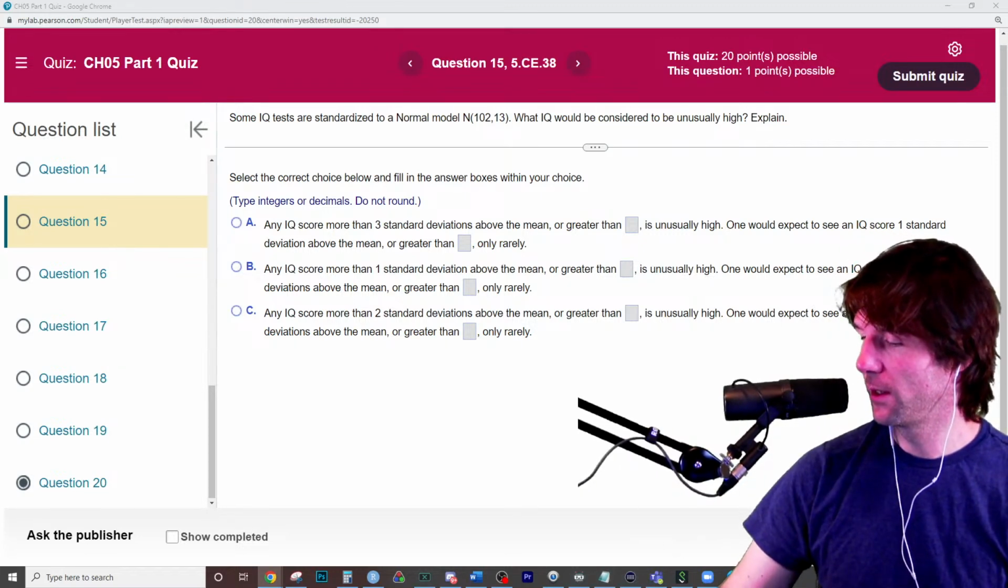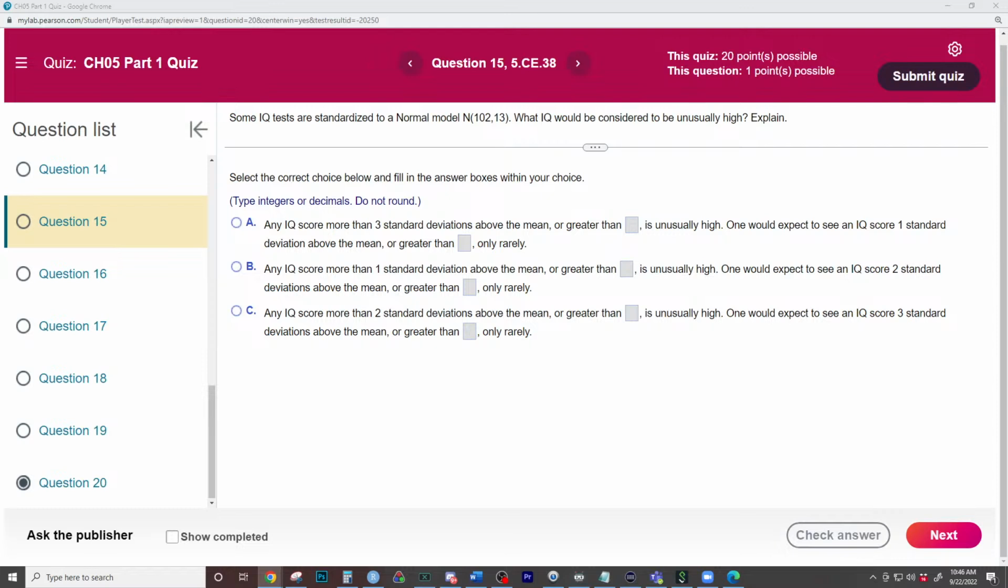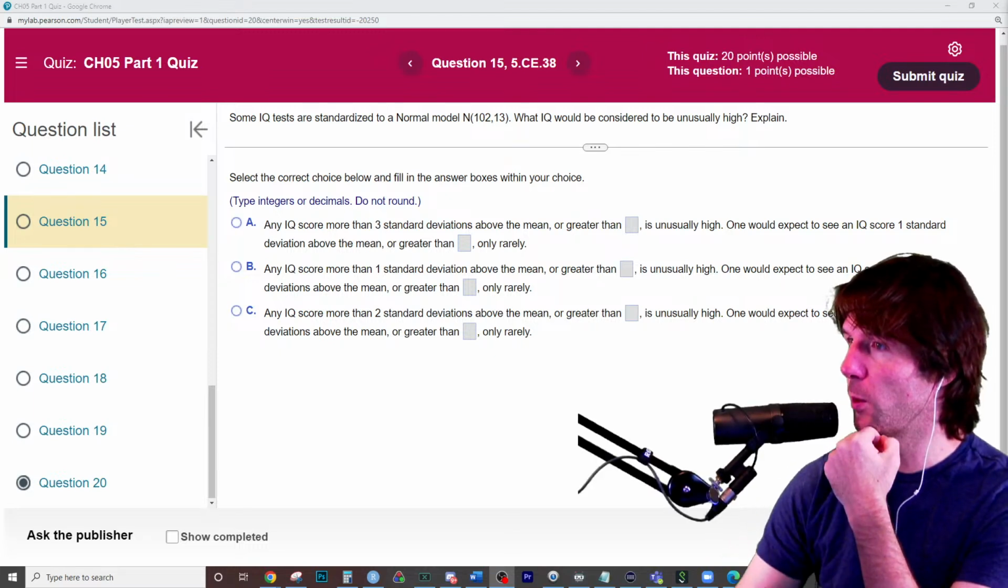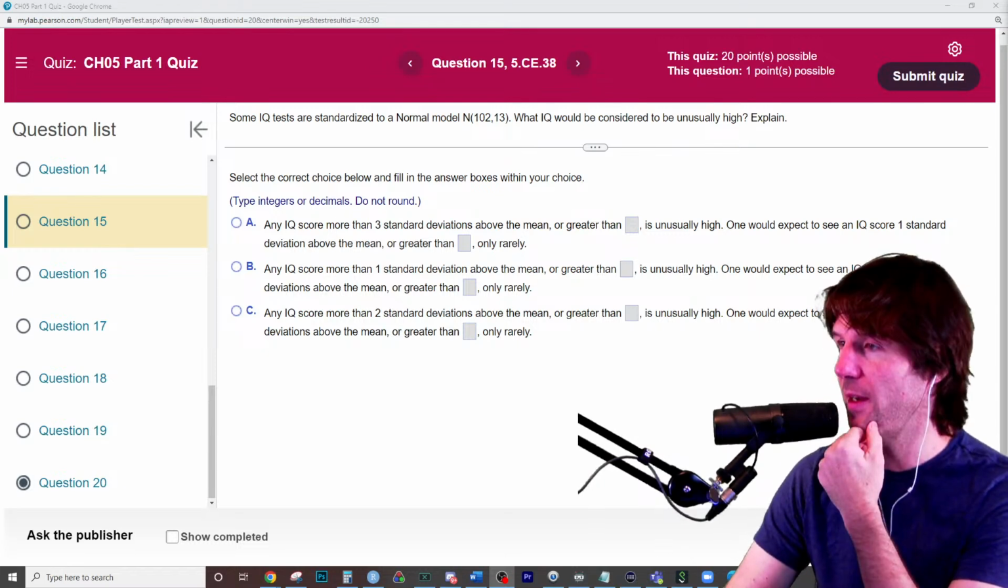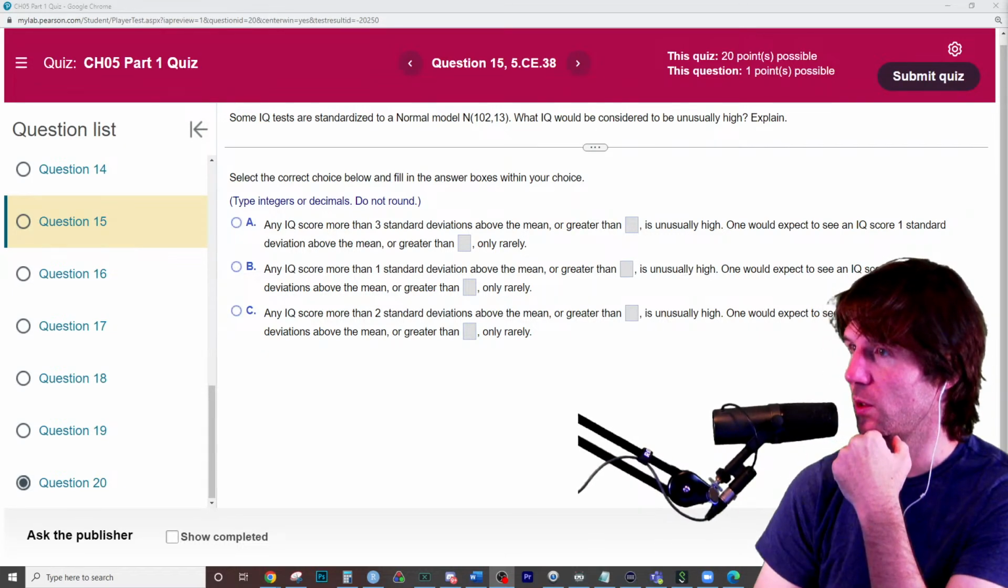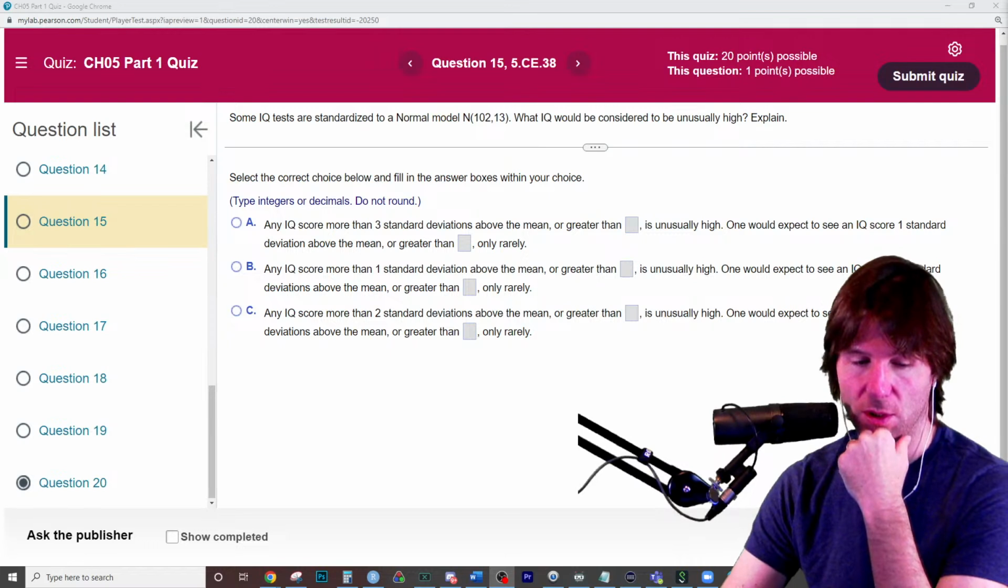And with this, let's take a look. Some IQ tests are standardized with a normal distribution of mean 102 and standard deviation 13. So what should you do? We like to say this. If you really want to understand this, what should you do right here? What should you do with this question? What should you do?